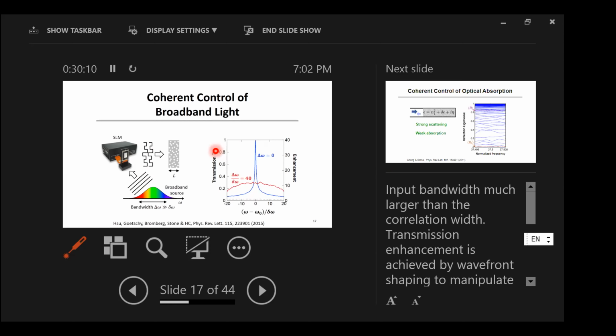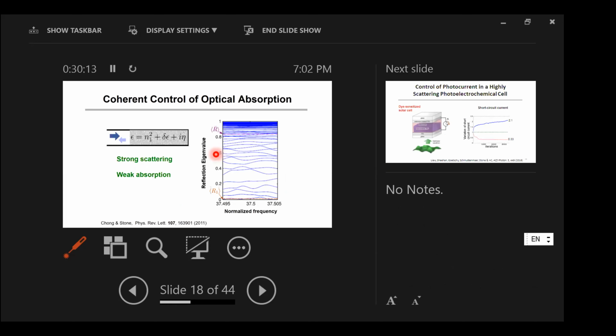Now let's consider whether we can do this also for reflection. So we consider a simple case. Actually, this is coherent control of absorption, not reflection. Sorry. So let's consider we have a waveguide that is closed on 3 sides, and then we have some small absorption in the system. This is a numerical model first done by Professor Doug Stone and his postdoc Yidong Chong. They assume just adding some imaginary part to the dielectric constant, assuming that is absorption.